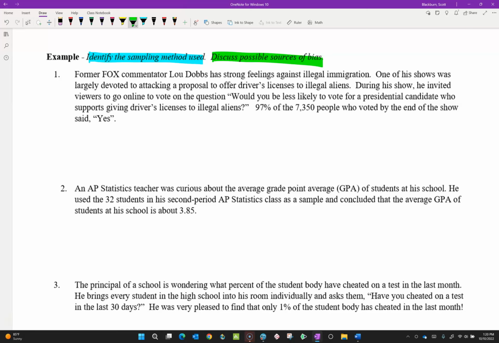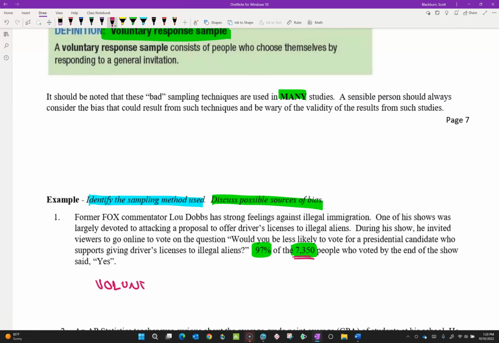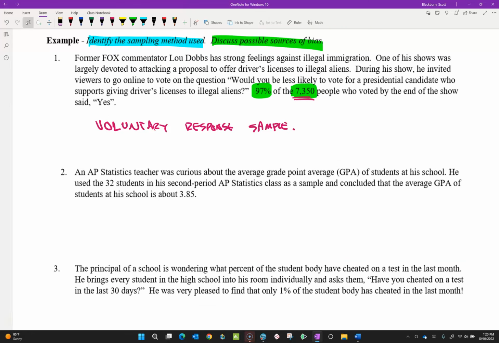So this is what people love to report. 97% of 7,000 people. If the sample is big, then how could it possibly be wrong, right? So this was a voluntary response sample. And I hope you can see the bias, the problem with it.